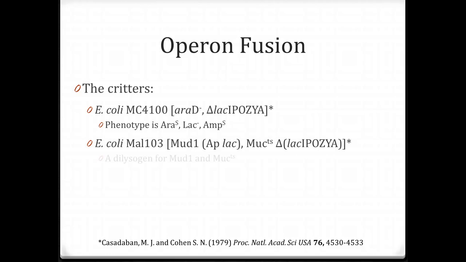The other strain we'll be using is E. coli MAL103. MAL103 is a dilysogen for MUD1, phage MUD1, which is the altered phage mu. It carries the BLAH gene, which makes it ampicillin resistant. It carries the ampicillin resistance gene. And it carries a partial lac operon. Doesn't have the promoter for the lac operon, but it carries the lac genes.